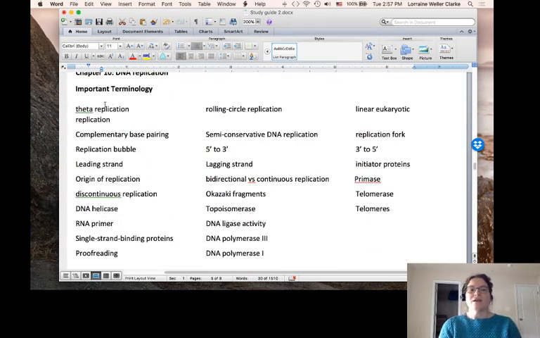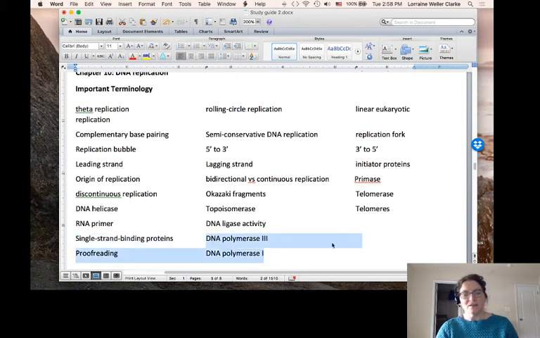DNA replication. Okay, remember you had all these different kinds of replication. Make sure you go through that table that's in the chapter 10 guide. What's the difference between theta, rolling circle, and linear eukaryotic? Okay. Those different forms of DNA replication and why they do what they do. Okay, so just some information about that. What it means to be semi-conservative, the direction of DNA replication, bidirectional versus continuous replication, all of these different pieces: the Okazaki fragments, telomerase, telomeres, topoisomerase, DNA helicase, primase, the placing of the RNA primer, single-stranded binding proteins.